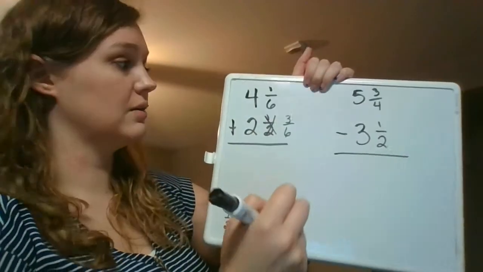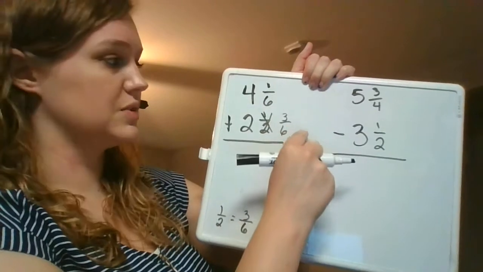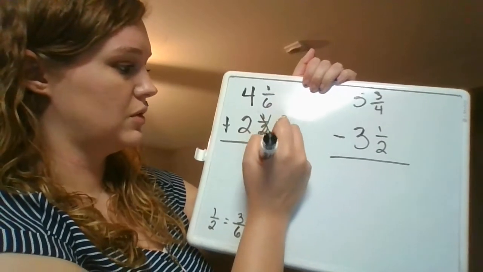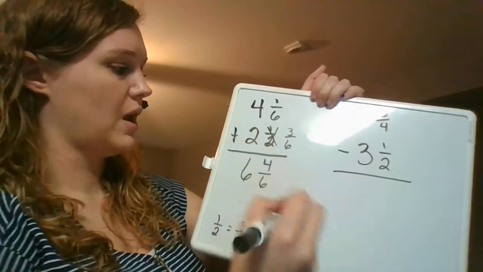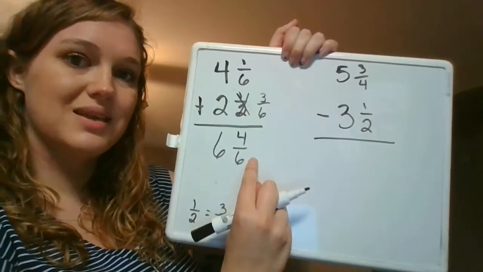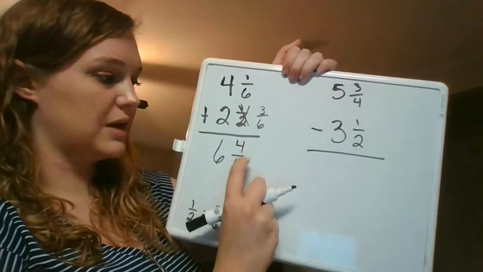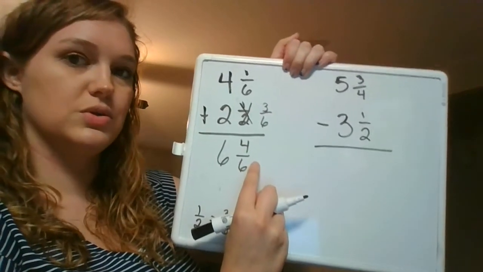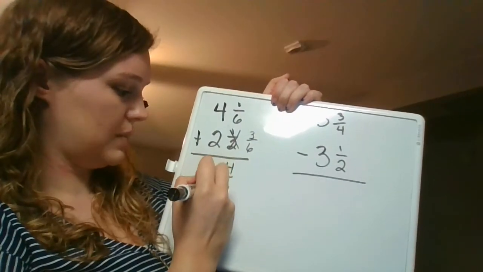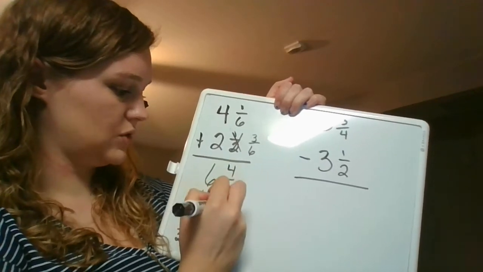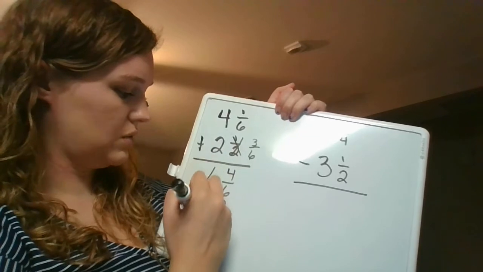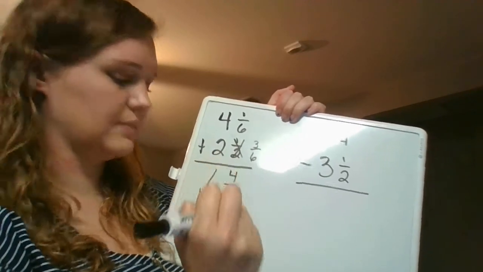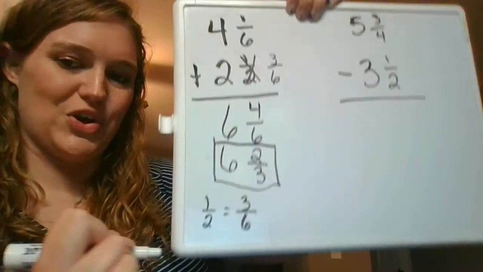Now I can add 1/6 plus 3/6 equals 4/6, and then we add our whole numbers. 4 plus 2 is 6. But 4/6 can be reduced. I can divide both of these numbers by 2 and reduce the fraction. So 4 divided by 2 is 2, and 6 divided by 2 is 3. So it's 6 2/3. There you go.